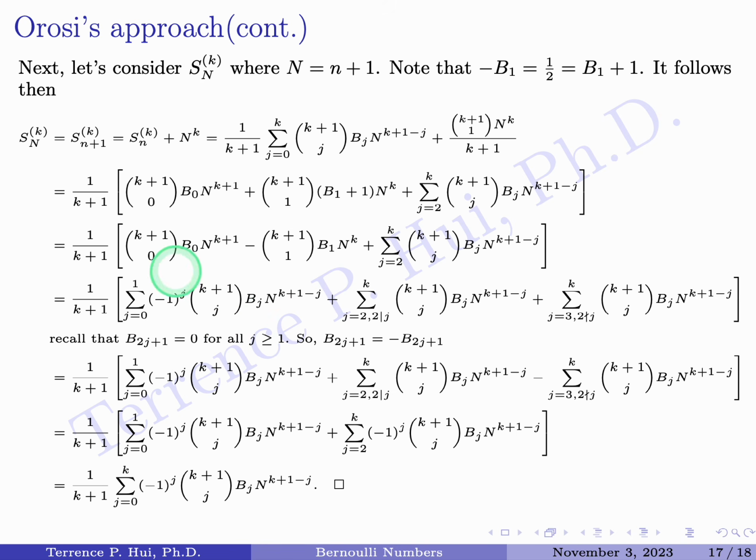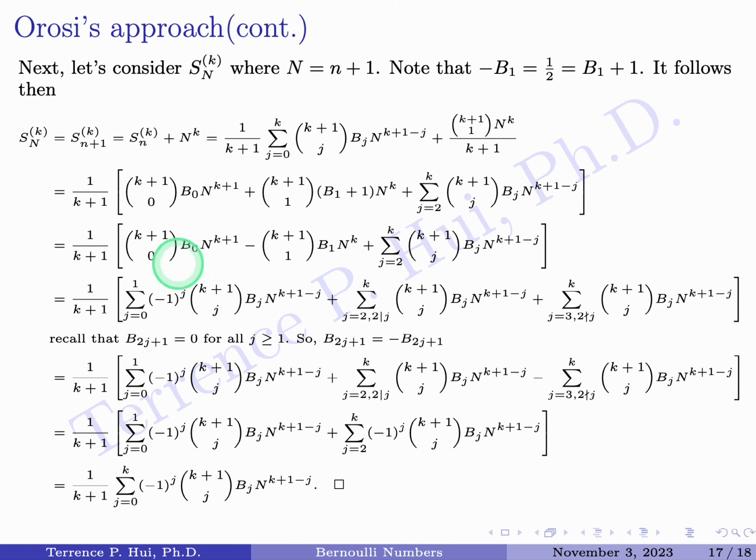Now you might say, wait, how do you get these two into this alternating form? Look at what happens when j equals 0. Minus 1 to the 0 is positive 1, so it's just the same as this guy. When j is equal to 1, minus 1 to the 1 is minus 1, so this is just exactly that.